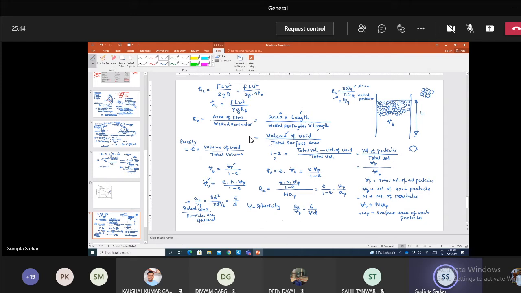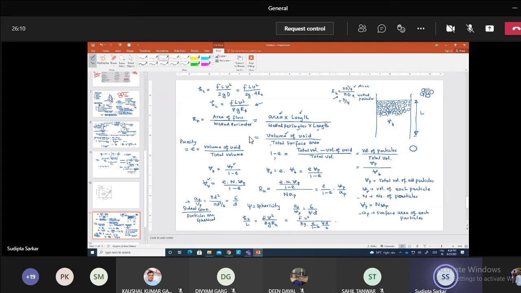Now look at the formula we have here, HL equals f L V square by 2gd, or rather 8g Rh. So you can write this as HL by L equals f into V square by 8g into Rh. Now you know the value of Rh here, so let us plug it in: f into V square divided by 8g, and in place of Rh, you write e into 1 minus e, and your Vp by Ap is nothing but psi d by 6.